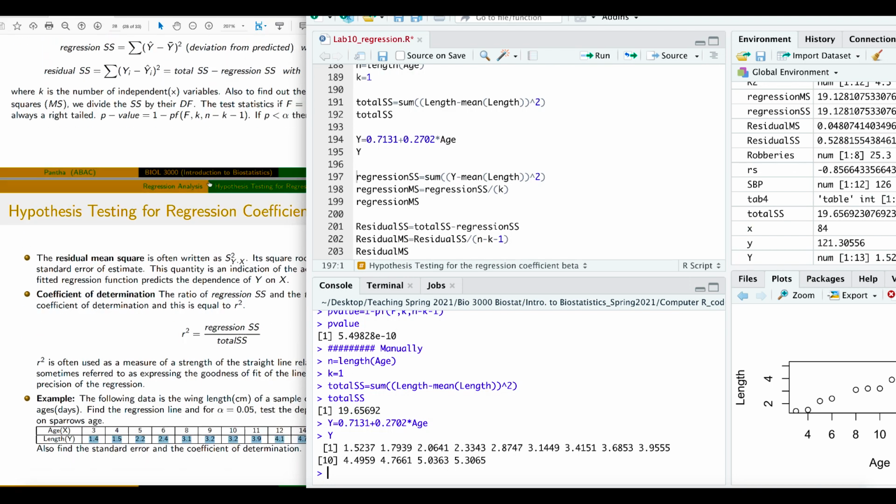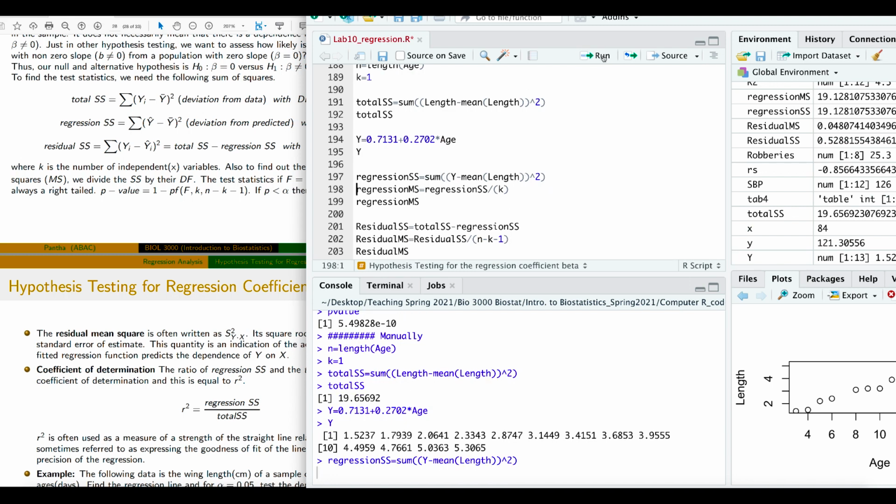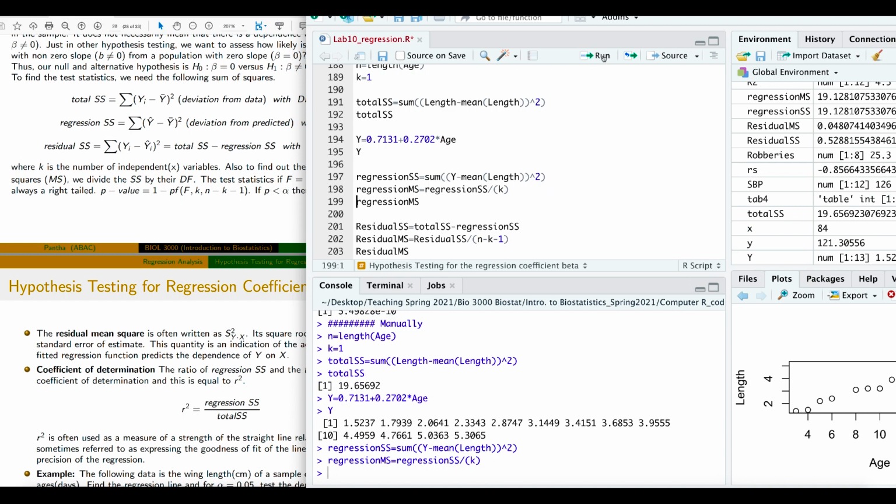Now you need to do the y predicted value minus the mean of the y data values, squared. So this is what I'm doing. Regression SS equals the sum of predicted y minus the mean of the length, squared. If you add that, how would that look? Regression SS, let me do that.